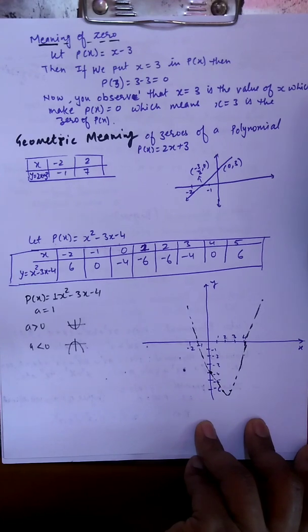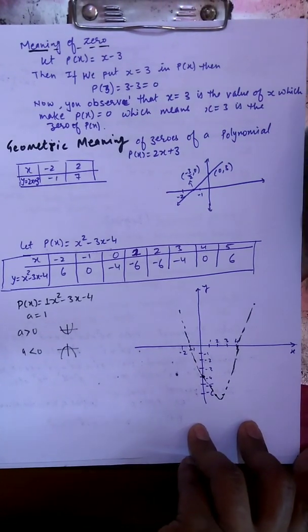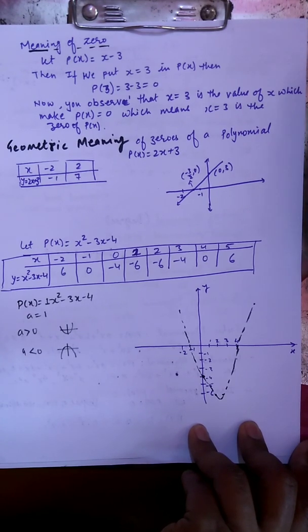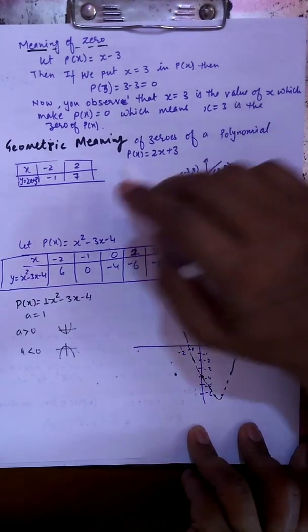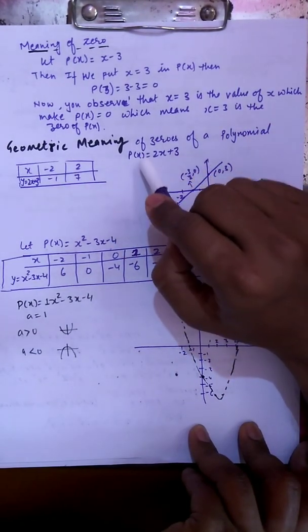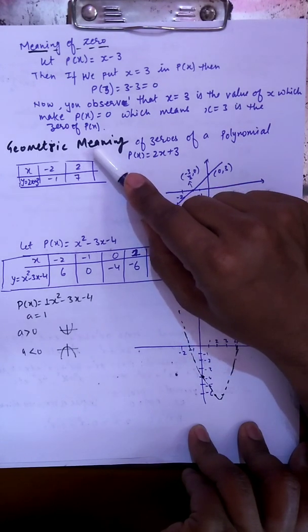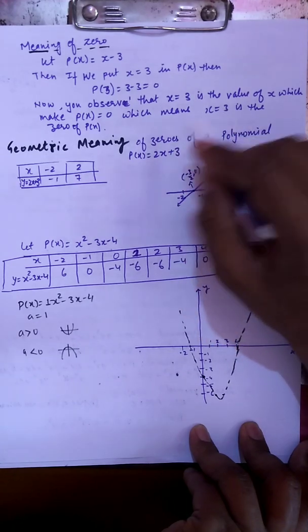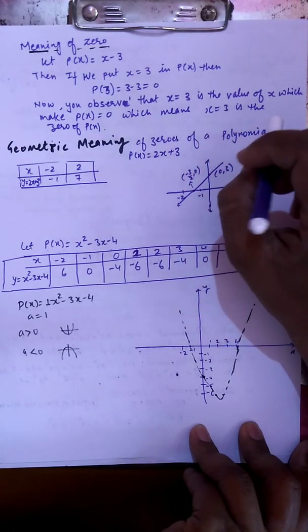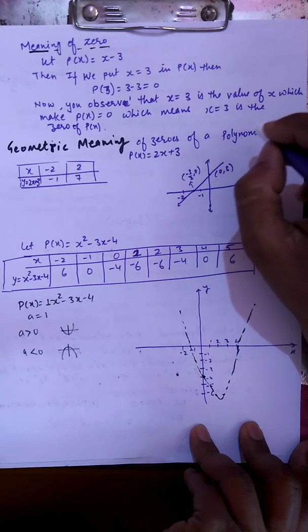So remember this simple definition: any value of the variable, not always x, used in the polynomial which makes the polynomial 0 is called the zero of the polynomial. Now come to the geometric meaning of zeros of a polynomial. This geometric meaning is important to understand. I've highlighted this with the black marker. It is important because you should know the graphical meaning of the zero of the polynomial.